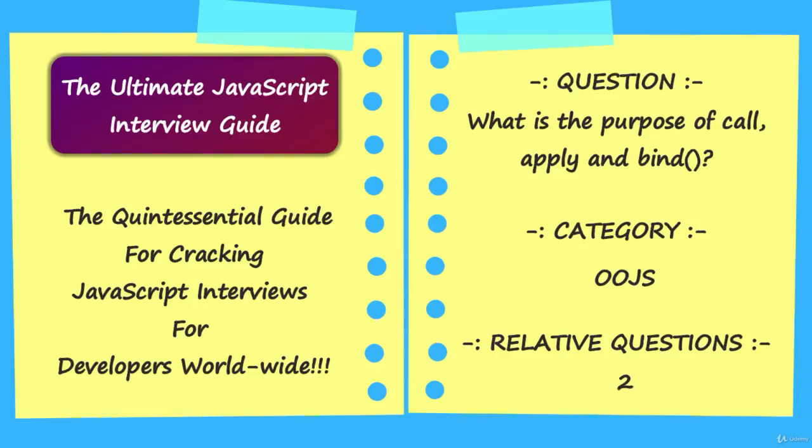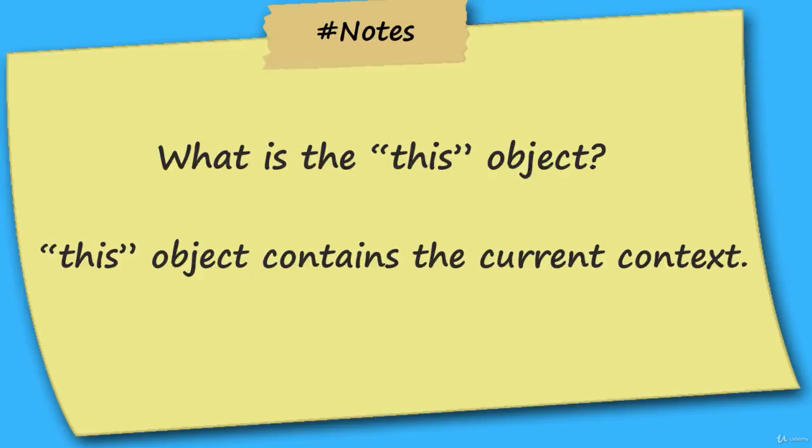Now we are discussing another question in the JavaScript category, that is, what is the purpose of the call, apply or bind method? And there are two related questions for this topic. In a previous question, we discussed what the this object is. Let's consider a scenario with an example.